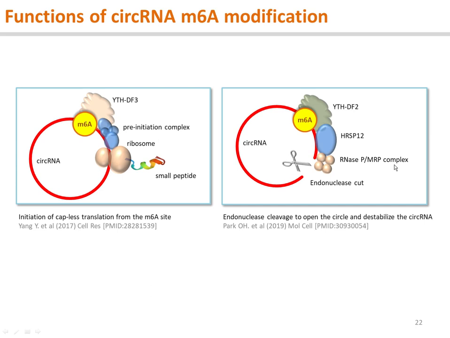Functionally, m6A modification in circular RNA can be read by YTHDF3, which recruits the translation pre-initiation complex to translate protein peptides even without a 5' end cap structure required for mRNA translation. M6A can also be read by a different reader, YTHDF2, which recruits heat-responsive protein HRSP12 and the RNase P/MRP complex. So the m6A marked circular RNA is cleaved open for degradation.